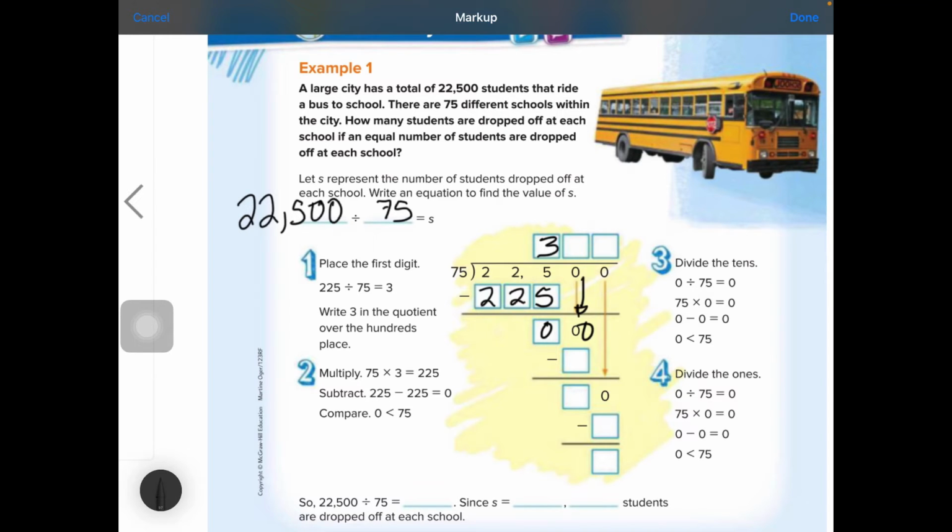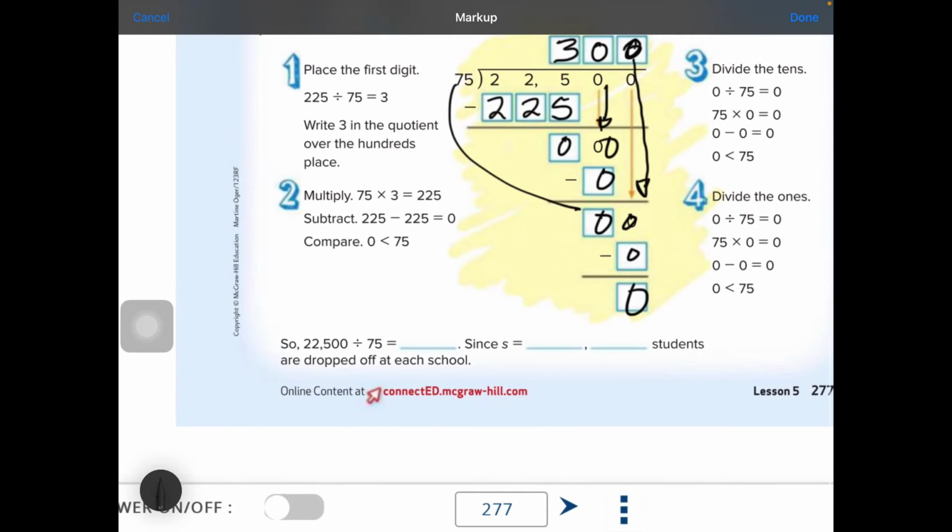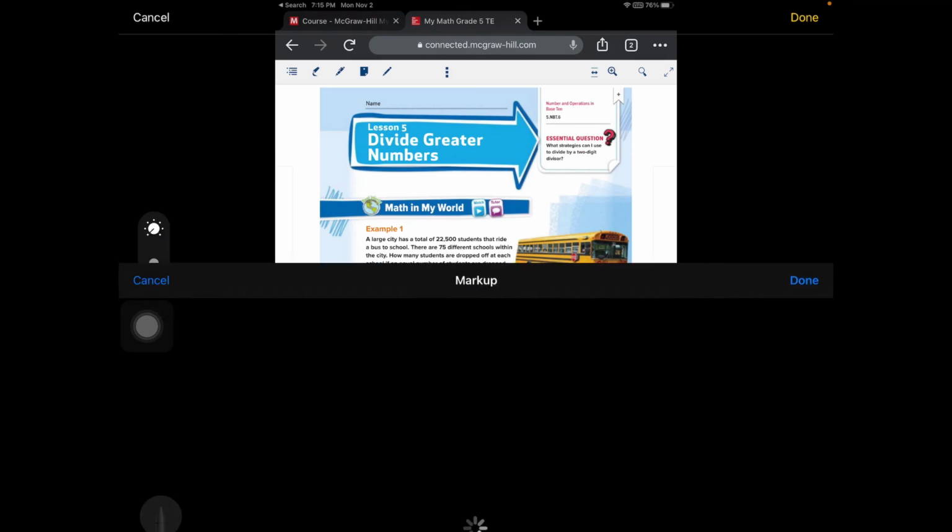Then you bring the other 0 down. 75 will not go into that, so that'll be a 0. Comes down to be a 0, which is another 0. Bring down the 0. Can you sense a pattern here? Will 75 go into that? Nope. So then bring down the 0. Now we've gone through all of the zeros, and the answer we're going to put is 300. S is equal to 300, and that tells us that 300 students are dropped off at each school.